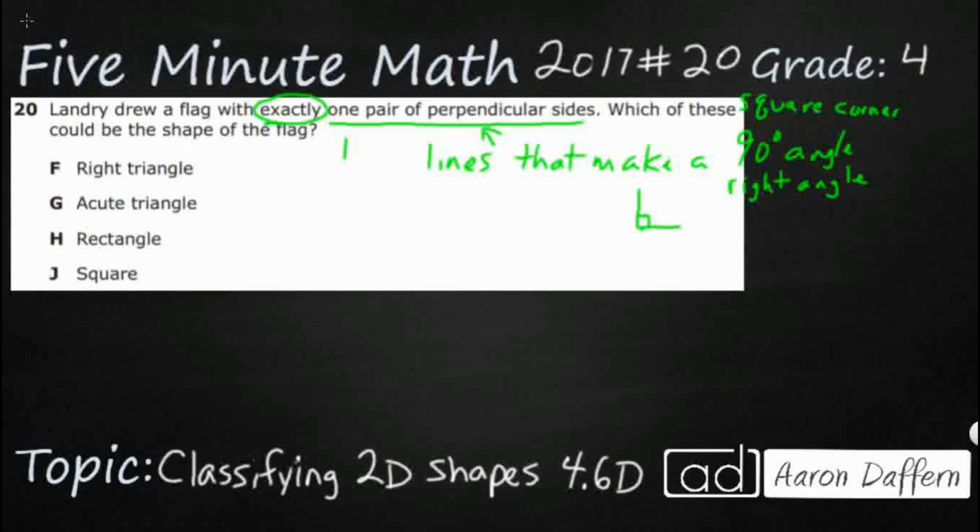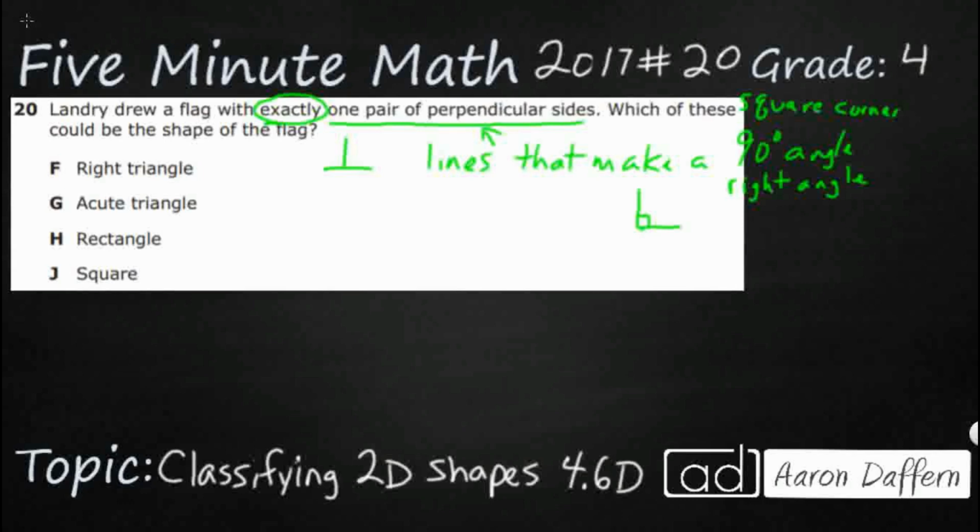And so perpendicular lines actually have a symbol in geometry. So when you say that two lines are perpendicular, you put an upside down capital T in between them, and it shows that they form that right angle. So which of these, right triangle, acute triangle, rectangle, square, has exactly one pair of perpendicular sides?